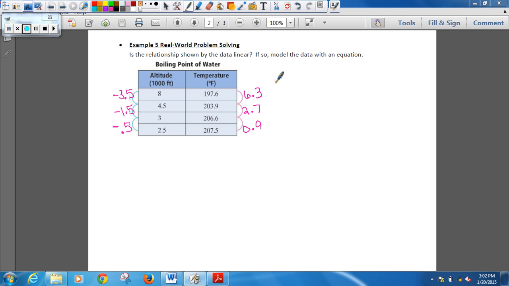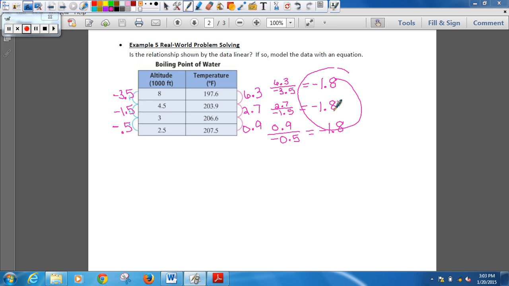Now I compare them. y over x, that reduced to negative 1.8 for me. 2.7 over the x of negative 1.5 also reduced to negative 1.8. Remember, to be linear, all of them have to reduce the same, so you will need to check all of them. 0.9 over negative 0.5 also gives me negative 1.8. Since all these slopes reduce to the same, it is linear.